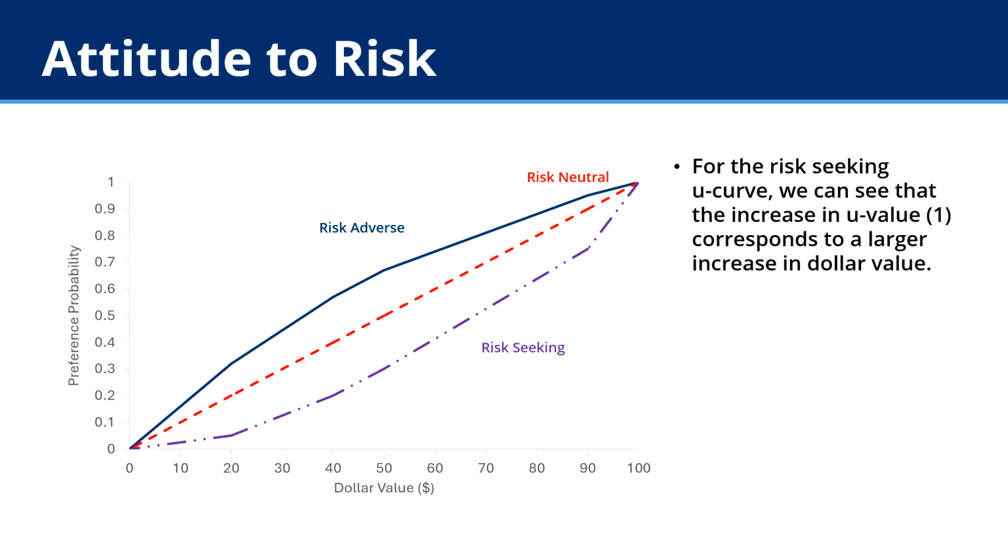For the risk seeking U curve, which is the purple dashed line, we can see that the increase in the U value corresponds to a larger increase in dollar value.